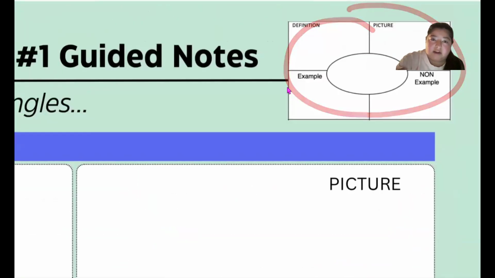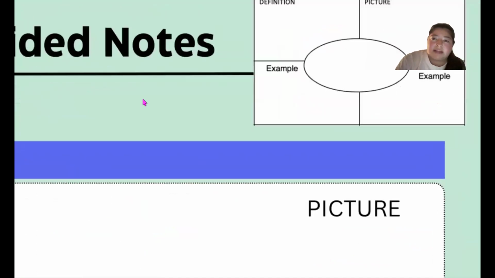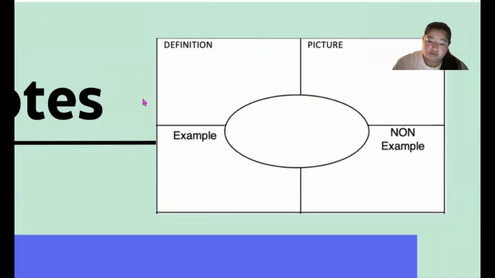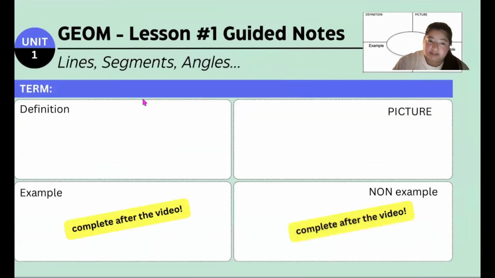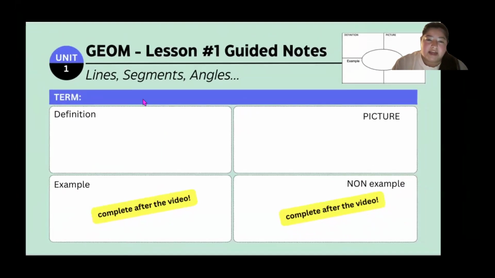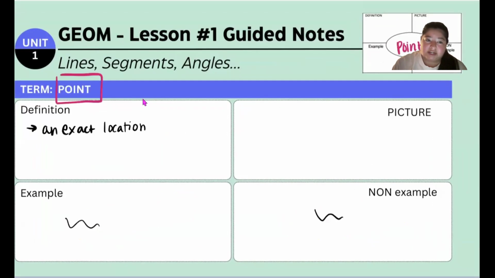What you see here on the top right, you're going to be writing the term. So like, let's say our first term is point, you would write the term point there, okay? Your definition, you're gonna pause and write it, and you're gonna copy the picture we do together. The only thing you are not gonna do during the video is the example and non-example. I'd like you to work on that after the video has been completed. So we're going to go ahead and get started.